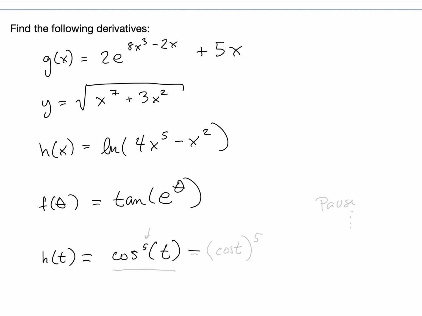Just as a reminder, remember that 5th power there, this is an equivalent way to write cosine of t to the 5th power. So those two things are the same, but this is a common way to write powers of trig functions. So again, grab a piece of paper, pause, try those out, and we'll talk about them in a moment.